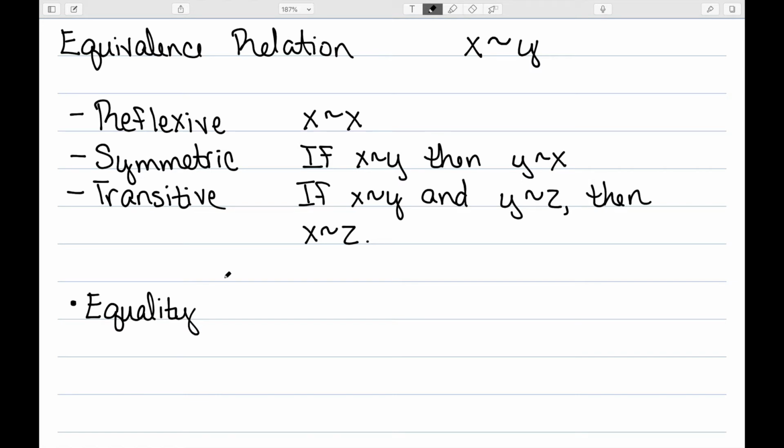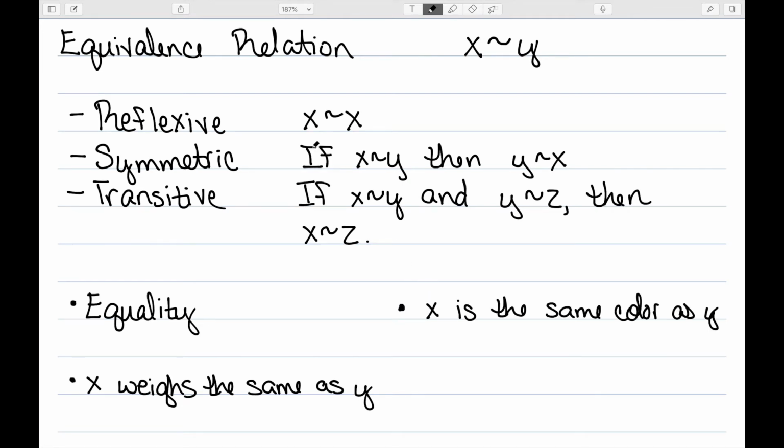Some examples. One would be equality. Any number is definitely equal to itself. If the number x is equal to y, then we can say y is equal to x. And if we know that x is equal to y and y is equal to z, then we can conclude that x is equal to z. Another example, if we want to deal with weight, x weighs the same as y. Every object weighs the same as itself. If object x weighs the same as y, then we can say object y weighs the same as x. And if we know x weighs the same as y and y weighs the same as z, we can conclude that x weighs the same as z.